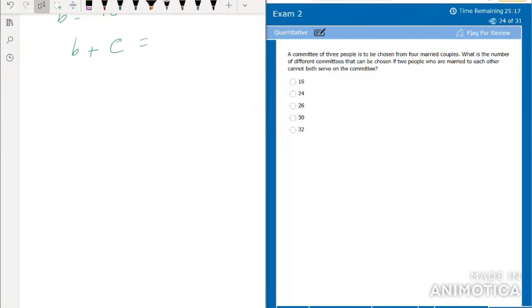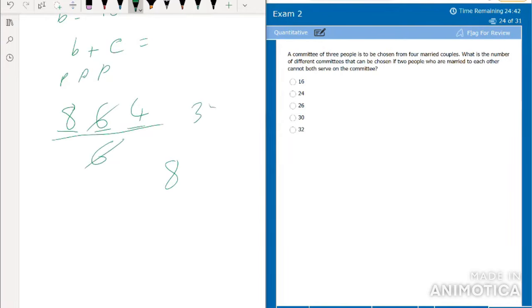A committee of 3 people is to be chosen from 4 married couples. So we've got 8 people at first. How many different committees can be chosen if 2 people who are married to each other cannot both serve on the committee? Well, how many choices do we have for the first person? Well, 8. How many choices for the second? Well, there's 7 people left, and the person we've already picked is married to someone, so 6, and then 4 using the same logic. And then it didn't really matter what order we picked the 3 in, so we've got 3 repeats effectively. So we need to divide by 3 factorial, which is 6, cancel those, and we get 32.